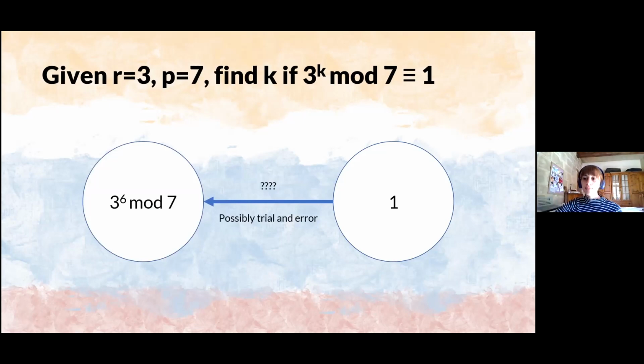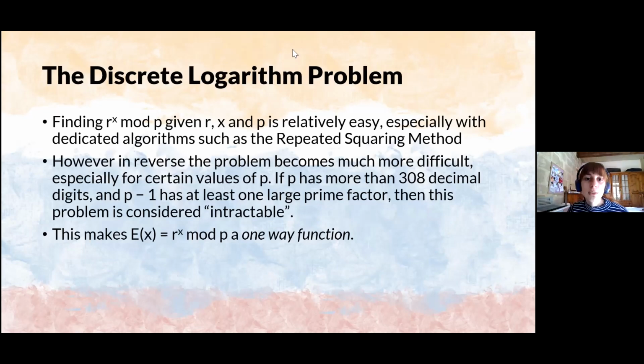So going the other way here is called the discrete logarithm problem. Finding r to the x mod p given r, x, and p is relatively easy, especially since we have algorithms for that. We have the repeated squaring method and more complex ones, which work to easily get the answer. But in reverse, this problem becomes much more difficult for certain values of p. So this is how it's more difficult.